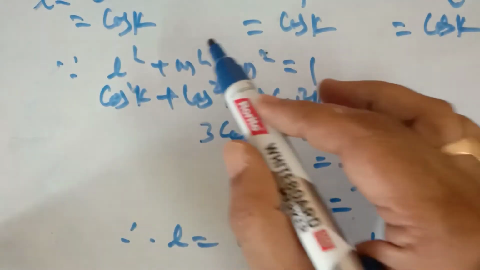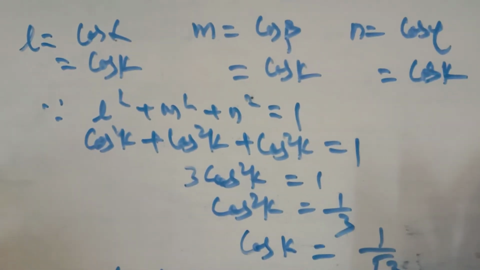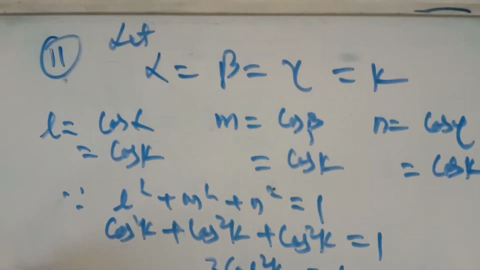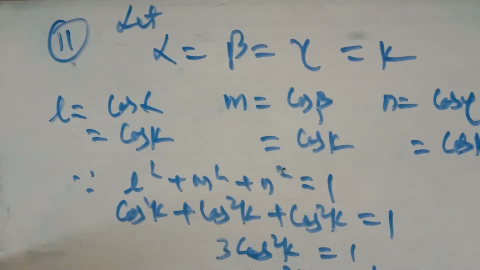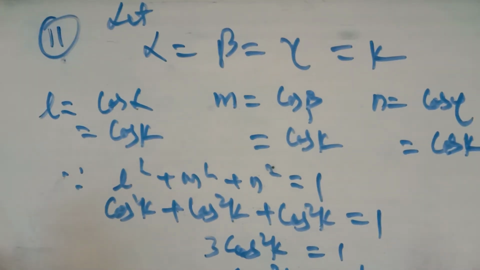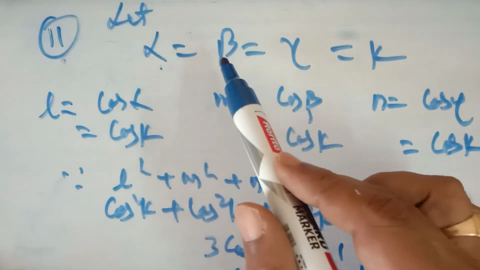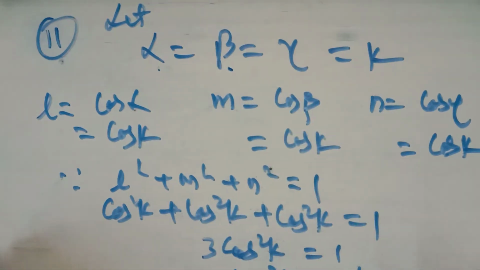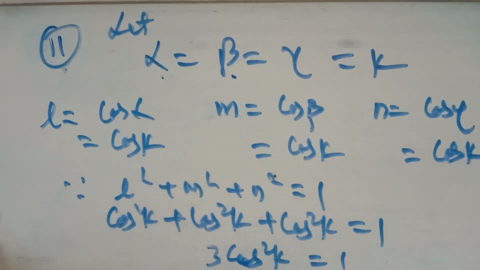It is given that l is equal to cos k, m is equal to cos k, and n is also equal to cos k. So these are the direction cosines of the vector which is making an equal angle with OX, OY and OZ, meaning the x-axis, y-axis and z-axis. Alpha is the angle made by the vector with the x-axis, beta is the angle made with the y-axis, and gamma is the angle made by the vector with the z-axis.